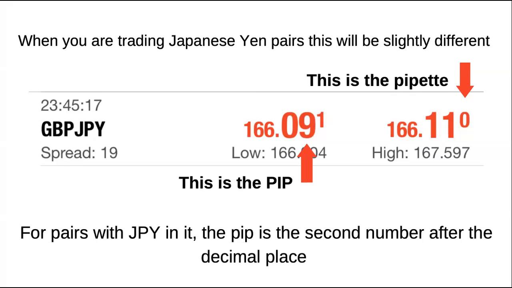Not very complicated, but it is important for you to know this so that when you are calculating your pips, when you are setting your stop loss and your take profit, it is very important for you to understand those numbers and how to calculate those figures.